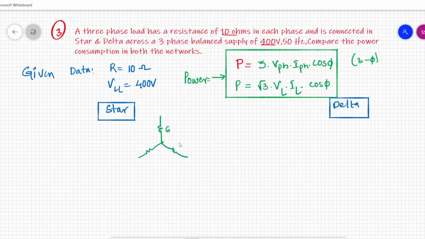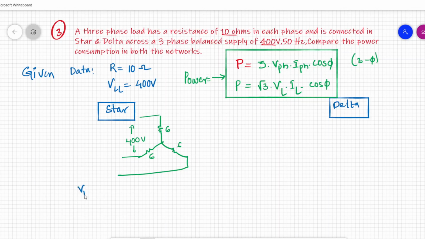Yes, so this is 6, 6 and 6. Okay, so the supply voltage is 400 volts. Supply voltage is 400 line to line. Now we need to find the power here. So how can you find power?